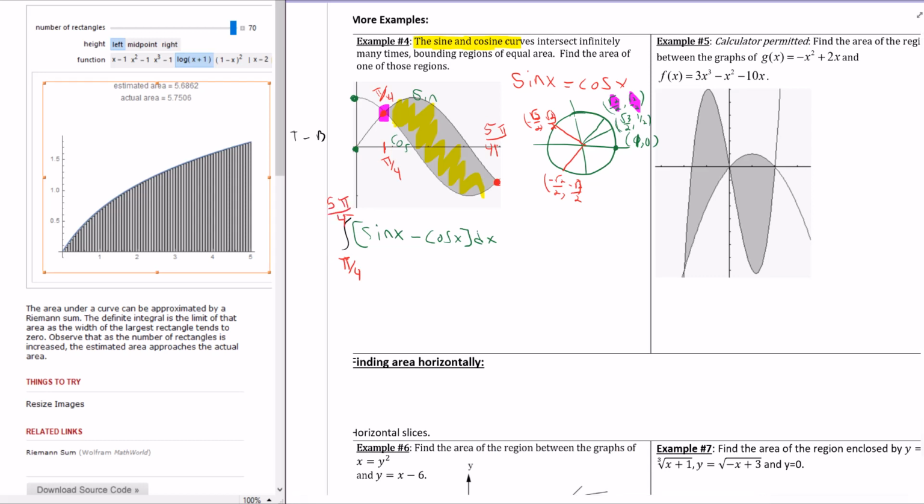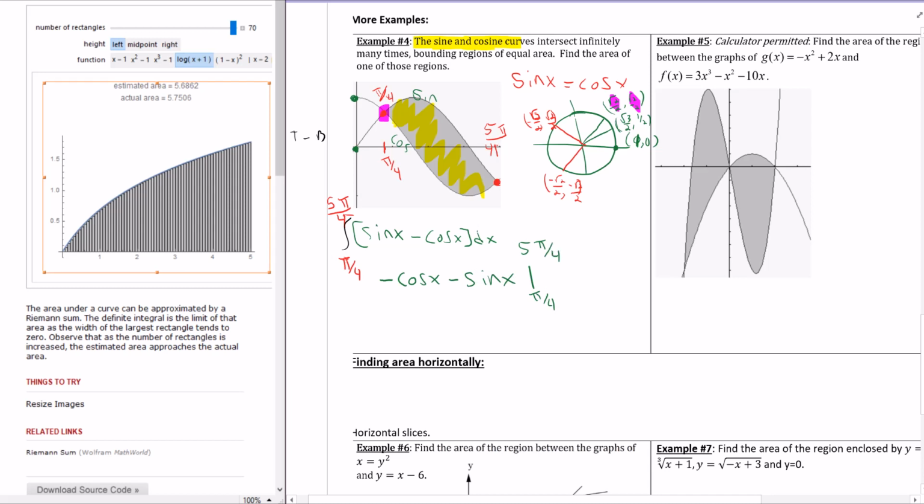And so now we can actually do this integration because it didn't say we can use a calculator. The integral of sine is negative cosine, right? Because if I take the derivative of cosine, I should get negative sine. It's a positive sine. Minus the integral of cosine is sine, and we're evaluating this from pi over 4 to 5 pi over 4.